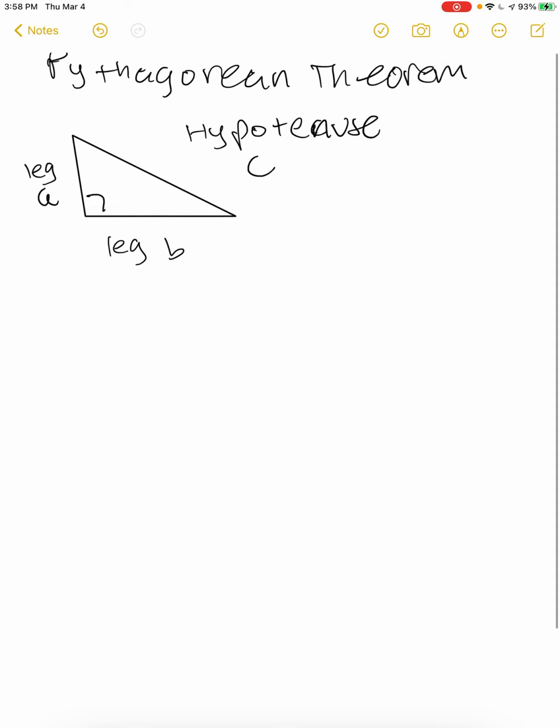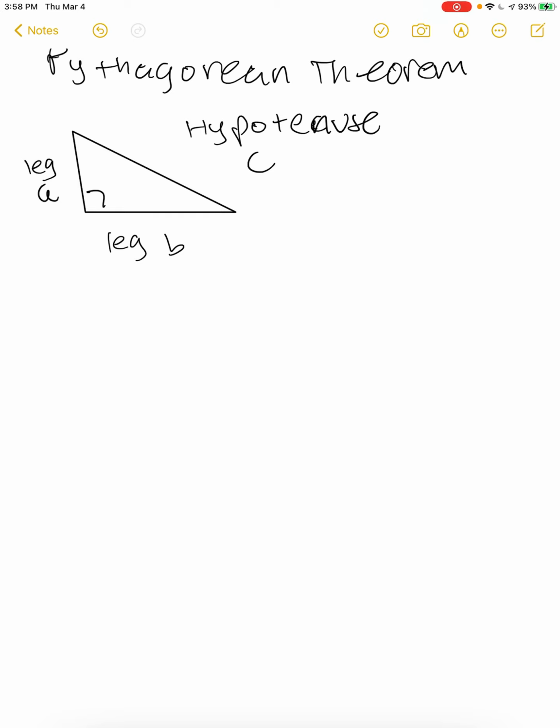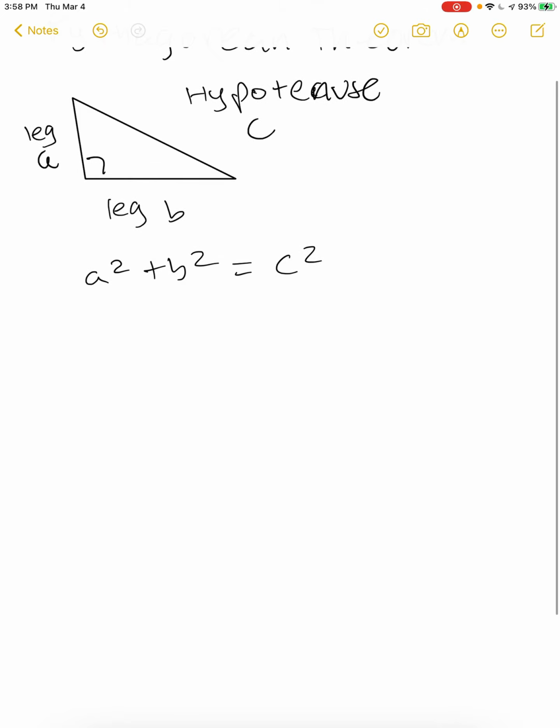So as I just said, the Pythagorean Theorem formula that we're going to be using for this is A squared plus B squared is going to equal C squared. So leg A squared plus leg B squared will always be equal to leg C squared in a right triangle. So let's go ahead and look at an example of this.